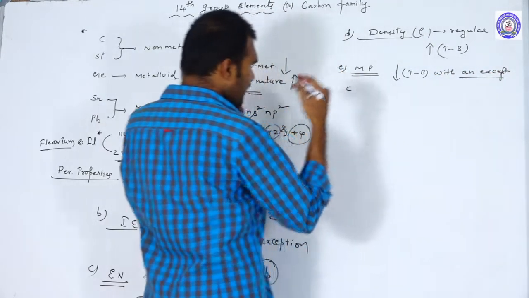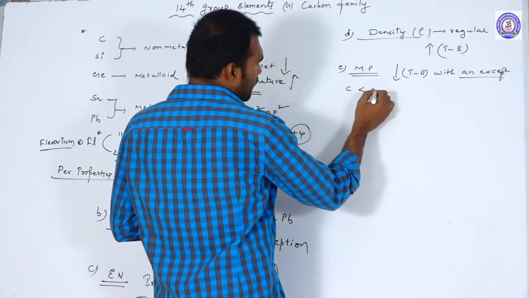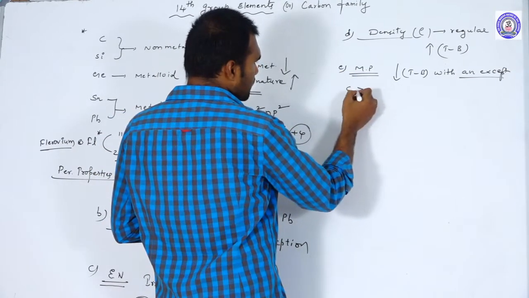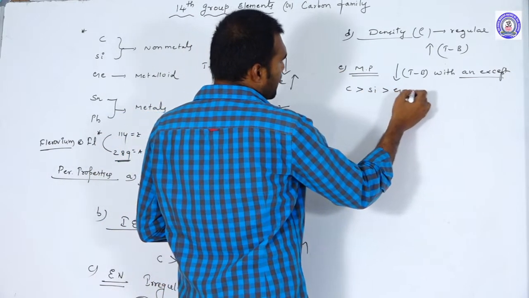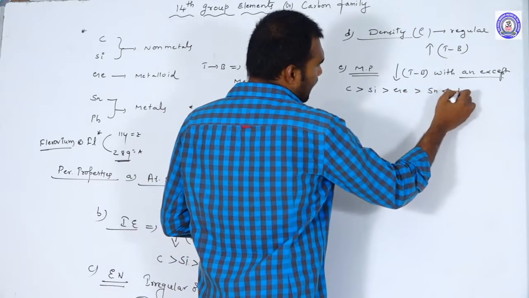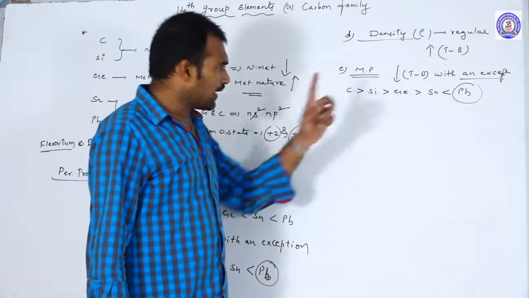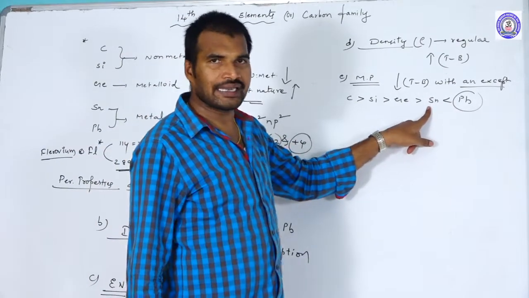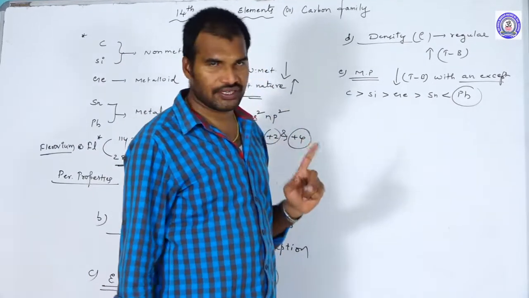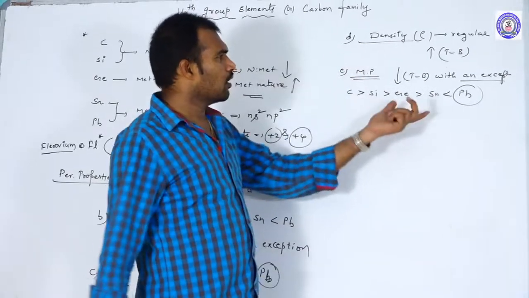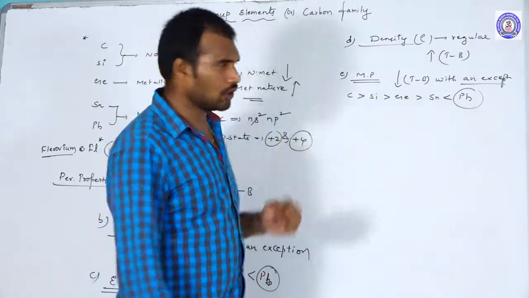What is that exception? Let us see. Carbon, then silicon, germanium, tin: the melting point decreases, but lead is exceptionally having a higher melting point than tin. So this is an exceptional case. Almost we can say it decreases by going down the group.